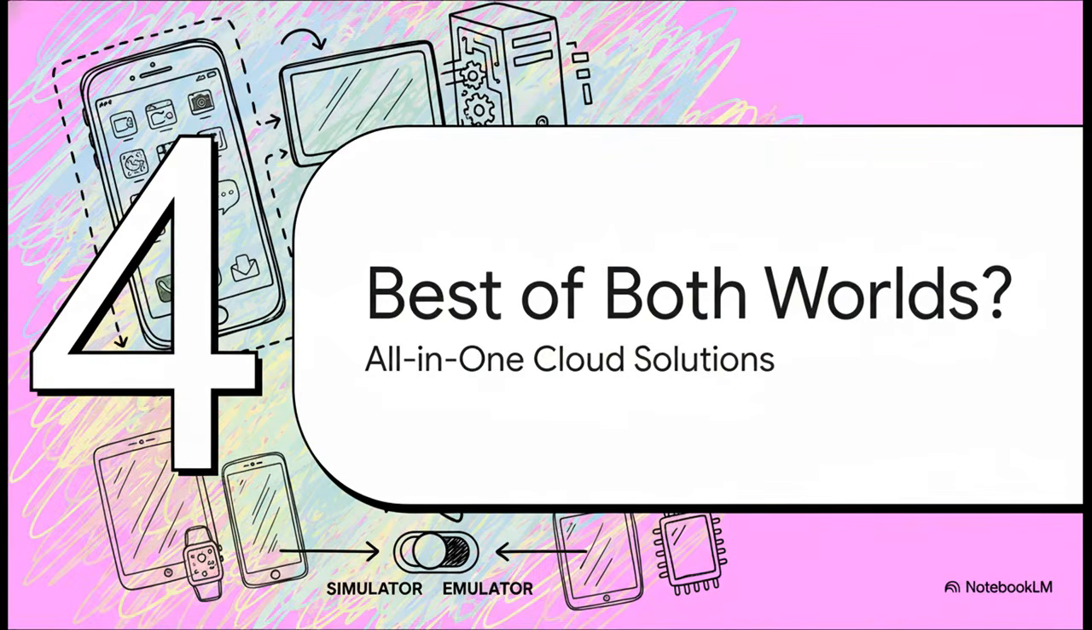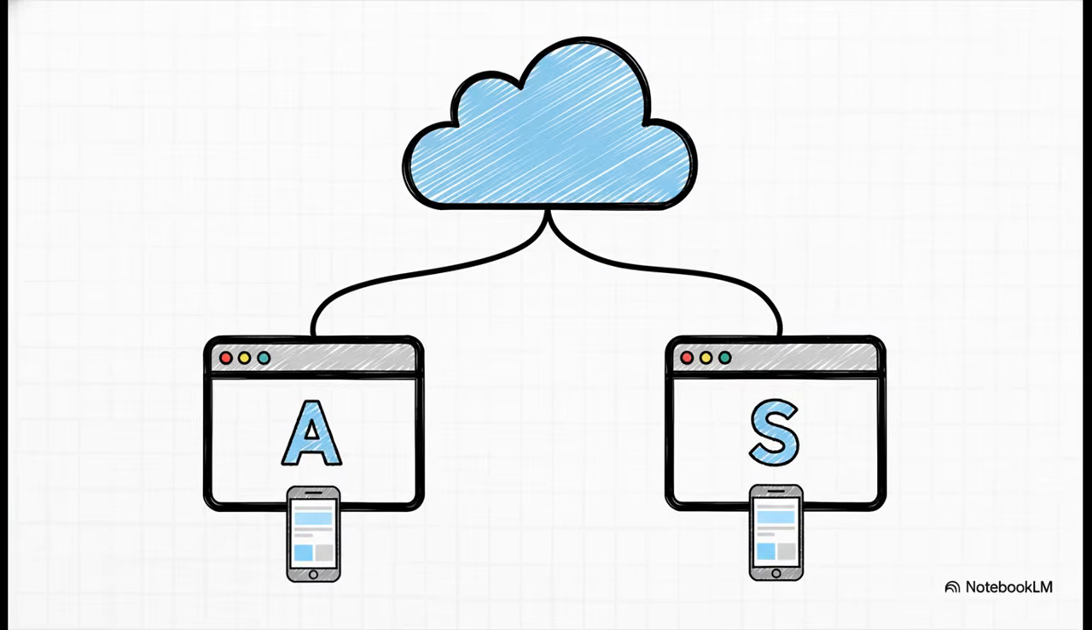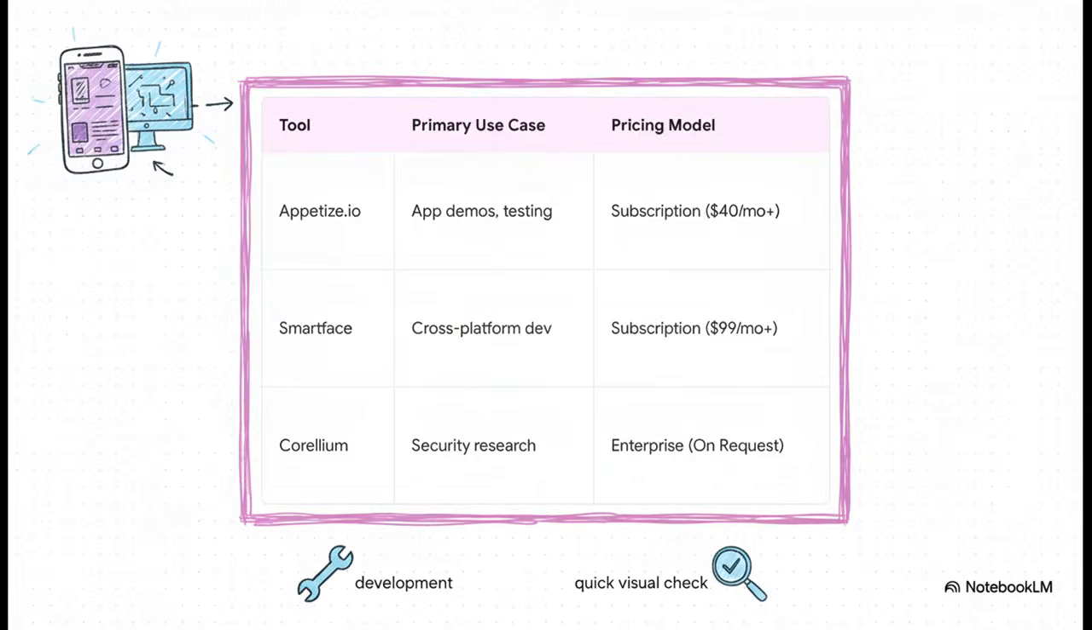So we've got the heavy-duty Pro Tools, and we've got the simple visual simulators. But what if you need something kind of in between? Well, a whole new category of flexible web-based tools has popped up to fill that exact gap. And two of the biggest names you'll hear in this cloud-based space are Appetize.io and SmartFace. Both of them let you run your apps right inside a web browser, which is a really powerful alternative to installing stuff locally.